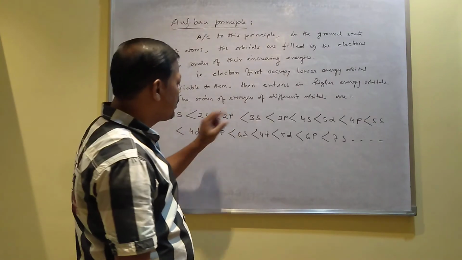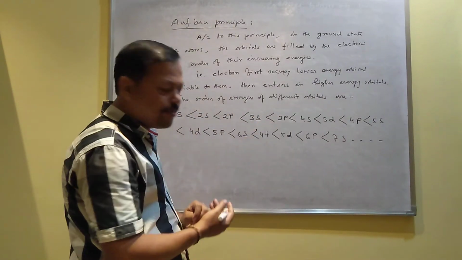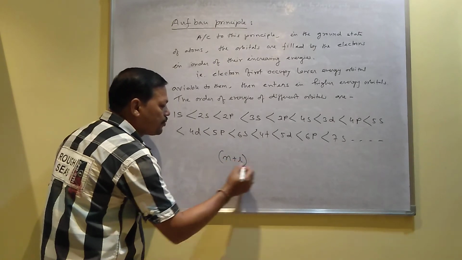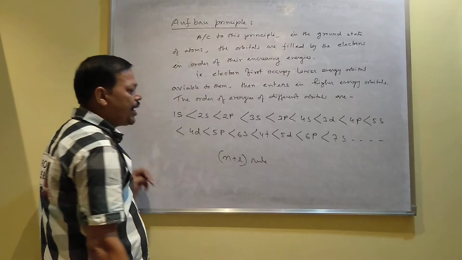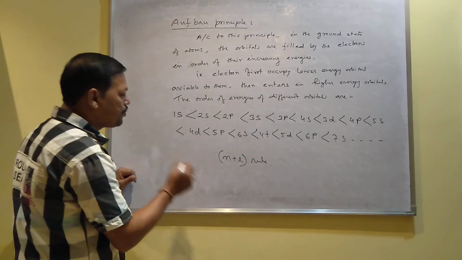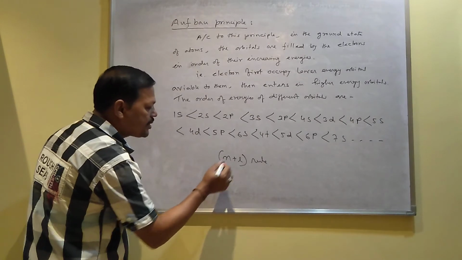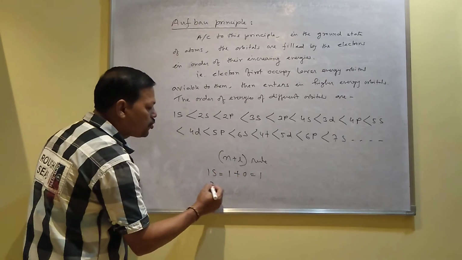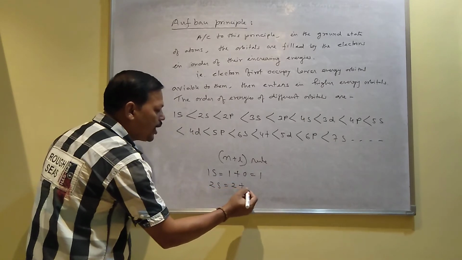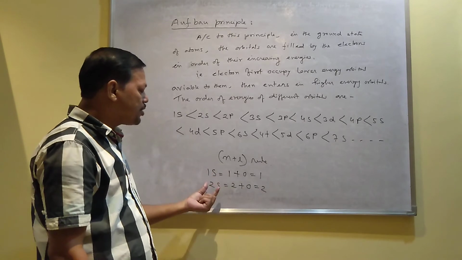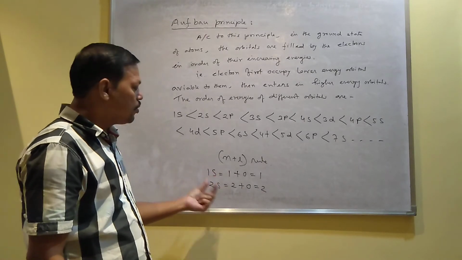And how these energies are determined, it is based on the n plus L rule. The higher the value of n plus L, the greater is the energy of the orbital. For example, for 1s, n value is 1. For s, L value is 0. 1 plus 0 is 1. For 2s, n value is 2, L value is 0, so 2. So 2s has more n plus L value, and that is why 2s has more energy than 1s.